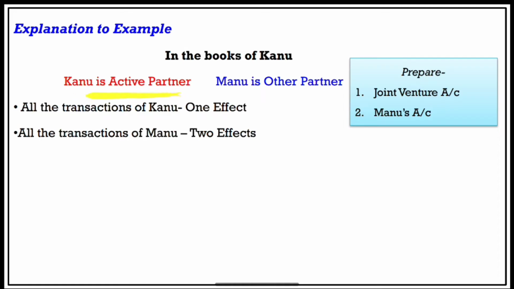So Kanu is active partner and Manu is other partner. So all the transactions of Kanu have one effect and all the transactions of Manu have two effects.